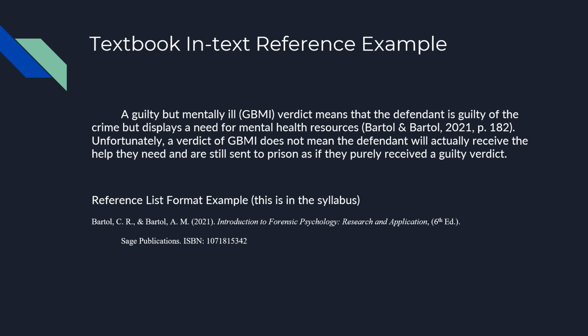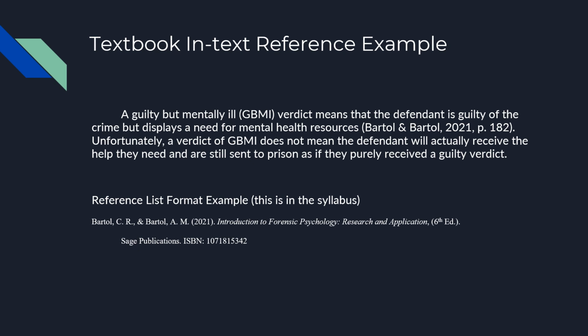Now, if you have multiple pages, so say it's information that's found in between page 182 and 185, you would do pp. 182-185. Now, this second sentence contains information that is also found in the textbook, but since I included this in-text citation in my first sentence, I don't have to cite it again for the rest of that paragraph. If you start a new paragraph, you need to include a citation.